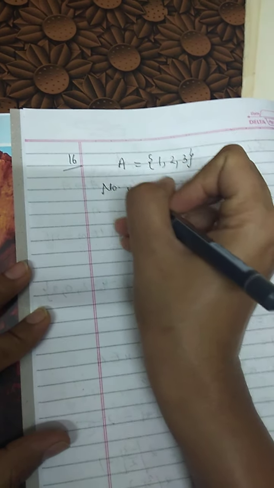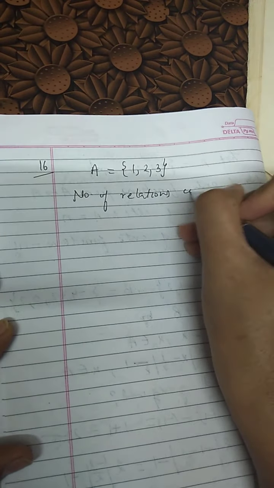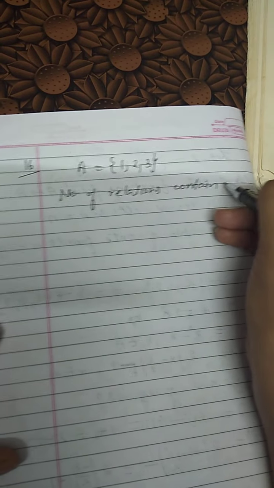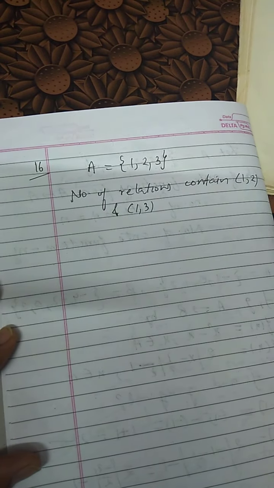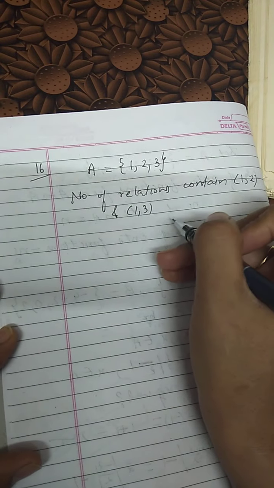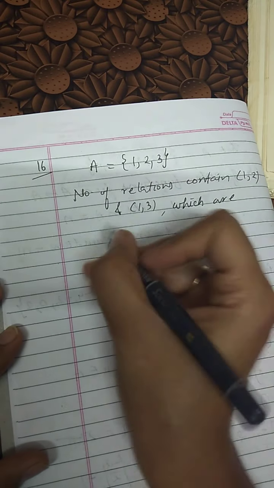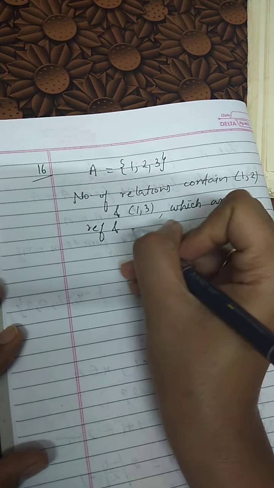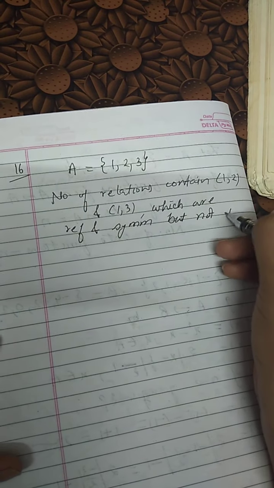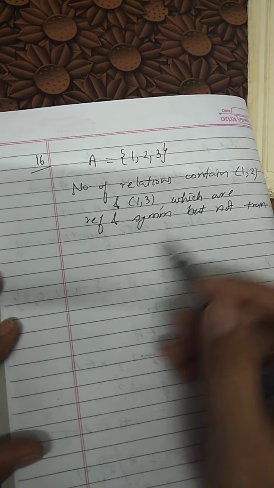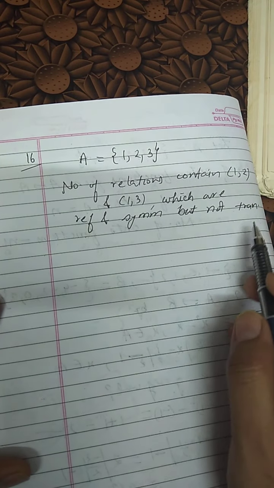So we have to find the number of relations, right? They should contain these two elements. What are the elements? (1, 2) and (1, 3). These two elements should be there such that the relations are reflexive and symmetric, but not transitive. Now the relation should be reflexive, the relation should be symmetric, but it should not be transitive.